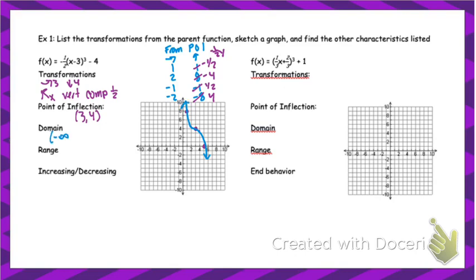Domain on this function, negative infinity to infinity, range as well. And then this graph, since it's been reflected, it is not increasing anywhere. It is decreasing on the entire domain.